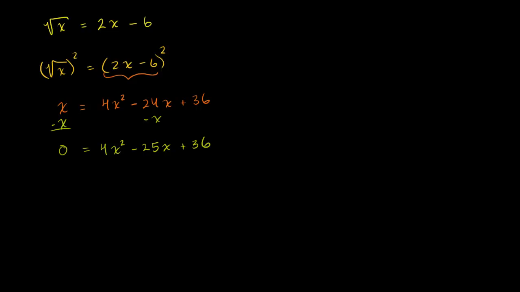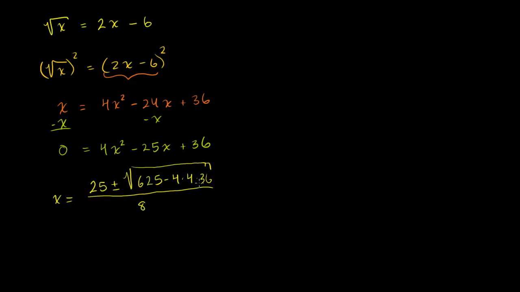So the quadratic formula tells us that our solutions to this, x can be negative b, negative 25. The negative of negative 25 is positive 25, plus or minus the square root of 25 squared. 25 squared is 625, minus 4 times a, which is 4, times c, which is 36. All of that over 2 times 4. All of that over 8.